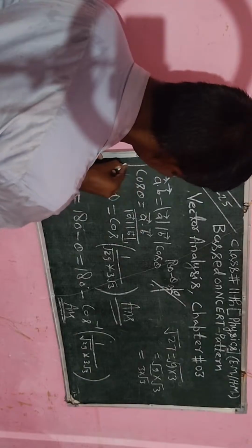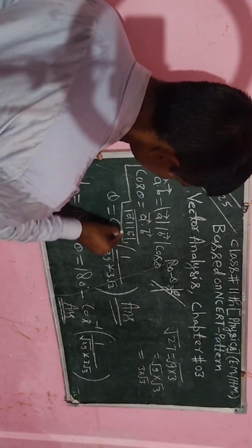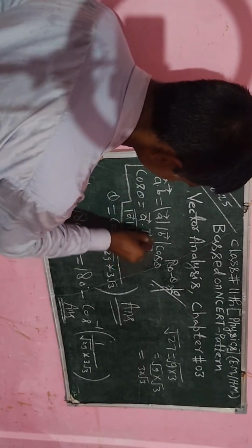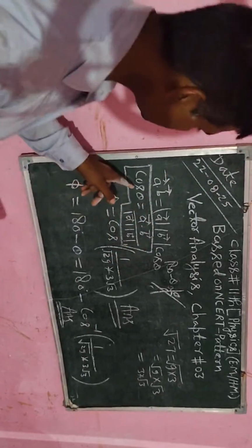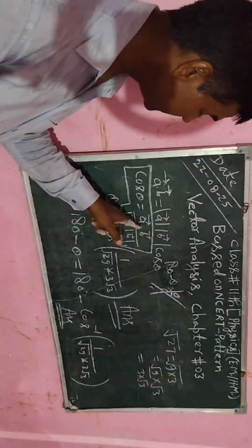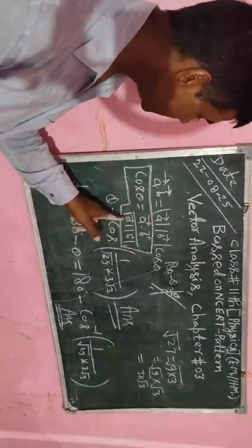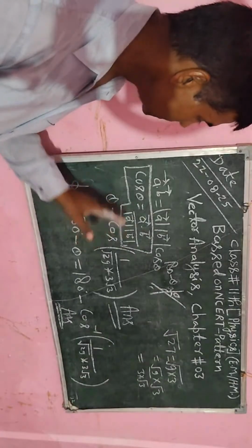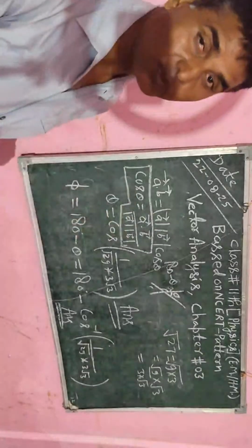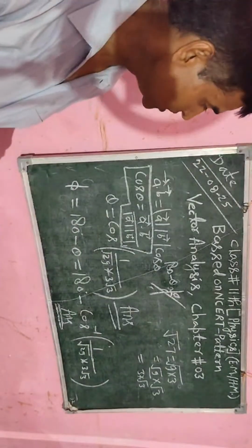So I will make it a rectangle box so that we remember it positively. Cos theta is equal to vector A dot vector B divided by the magnitude of vector A and the magnitude of vector B. So this is the required concept to find the angle between these two vectors.